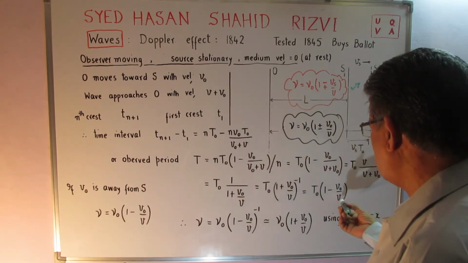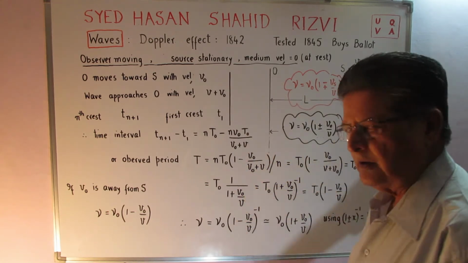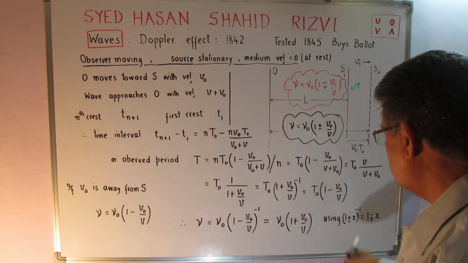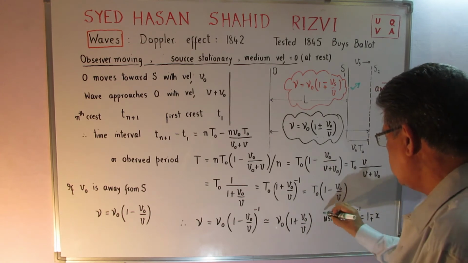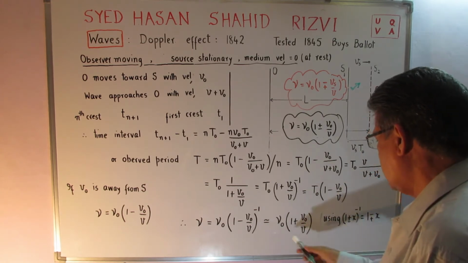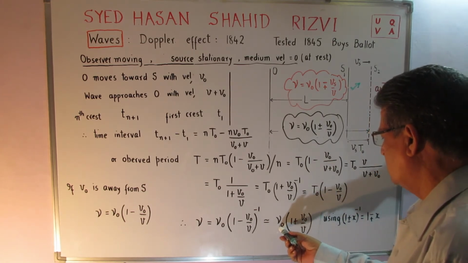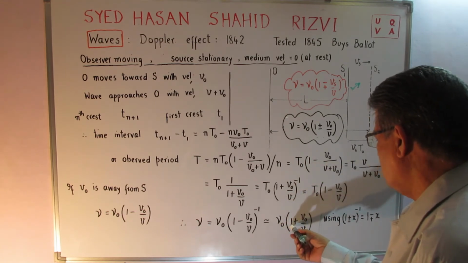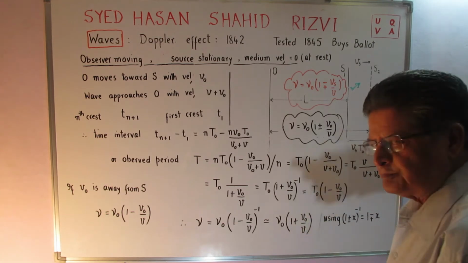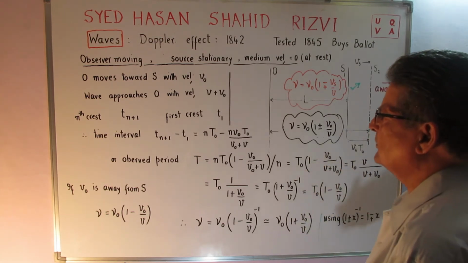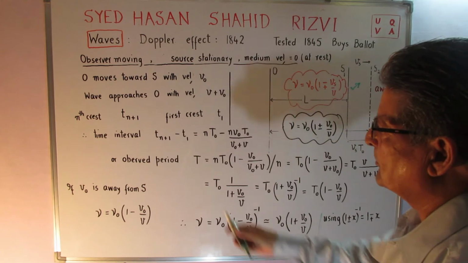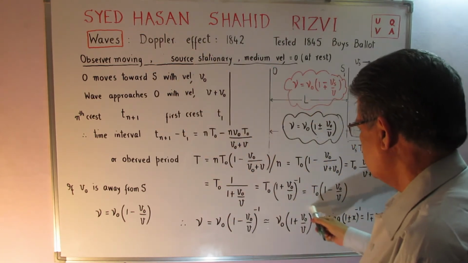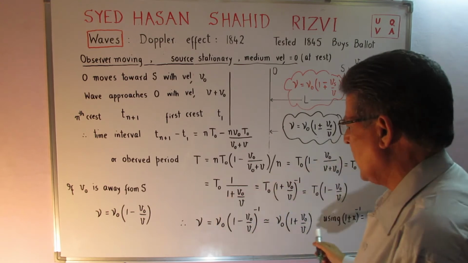So 1 minus v0 upon v raised to the power of minus 1. We apply this kind of identity again over here, and what we find is that this turns out to be equal to nu naught, the original frequency, times 1 plus v0 upon v. Naturally, because we took the observer moving towards the source S with the velocity v0, the frequency here is enhanced.